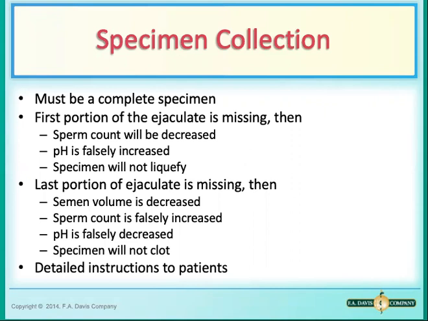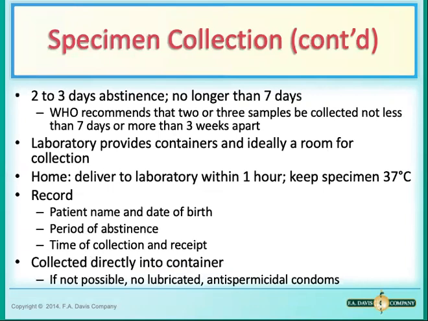So for this, patients have to have detailed instructions on how to collect this particular specimen. They usually get written instructions before specimen collection. Specimens are collected after a period of sexual abstinence of at least 2 days to not more than 7 days. Specimens collected after prolonged abstinence tend to have higher volumes and decreased motility. That's why it's important that the patient knows that there should be a period of abstinence of at least 2 days, but no longer than 7 days.